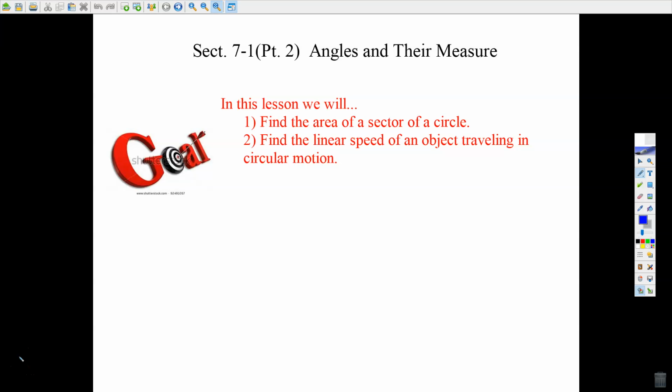All right, so we are now going to do part 2 of this lesson 7.1, angles and their measure. And you can see what today's goal is. We're going to learn the formula to help us find the area of a sector. We're also going to learn a formula to help us find the length of the arc that an angle would make on a circle. And then we'll conclude our lesson today with some other formulas that will help us find what is known as linear speed, finding the linear speed of an object traveling in a circular motion.